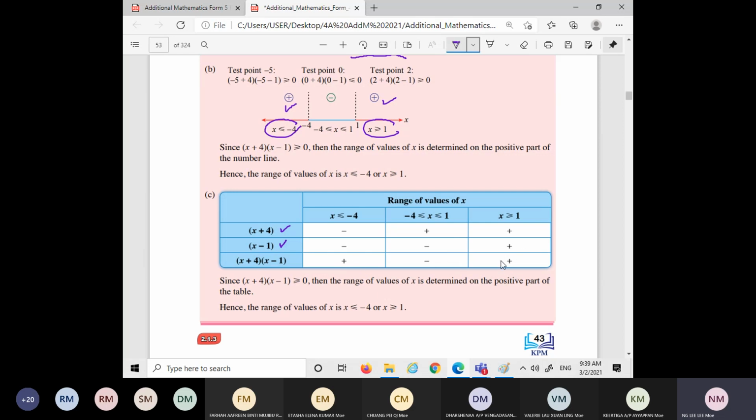After you combine the signs, go back to the question. What does the question want? They want bigger than. Bigger than means positive. So you choose this positive and this positive. Therefore, this is your answer. So this is the table method. I hope you are clear.